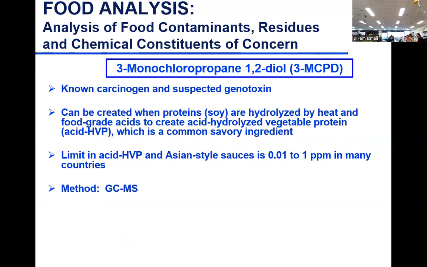Monochloropropanol is specifically formed in a protein ingredient that is hydrolyzed by acid. So soy protein will have a very small amount of residual fat. In the presence of acid hydrolysis, we can form monochloropropanol, especially if we use HCl as the acid for hydrolysis. It is a carcinogen and suspected to be a genotoxin, so we don't want it at all in our food. GCMS is the method.